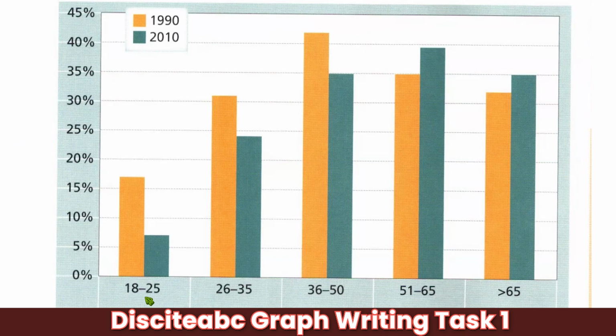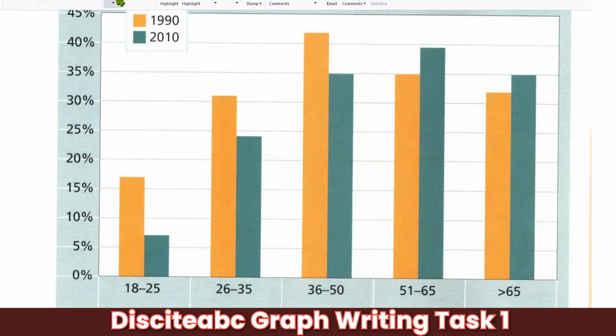The first age group, or the youngest age group, is 18 to 25. The second age group is 26 to 35. The third one, or the middle one, is 36 to 50. Then we have 51 to 65, and then 65 plus. So these are our age groups. Here are the percentages, 1990, 2010. Let's go one by one.